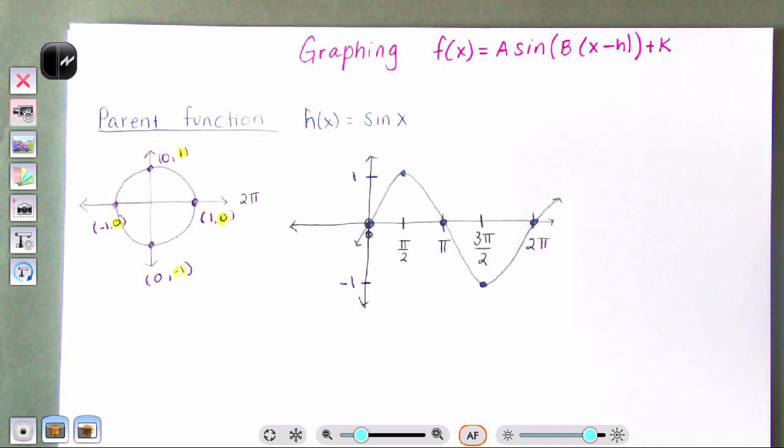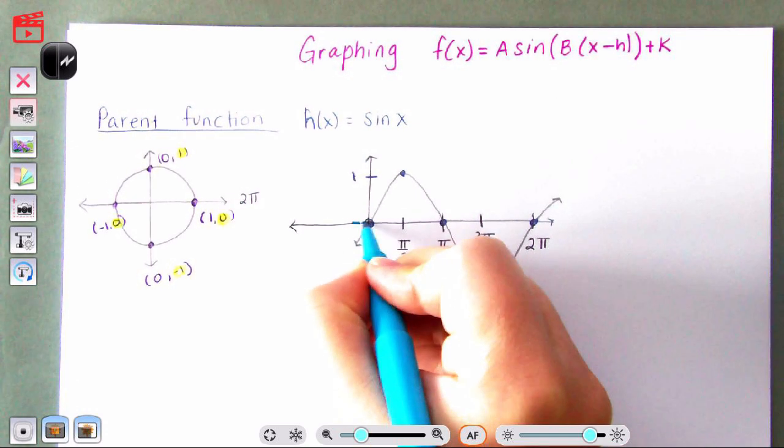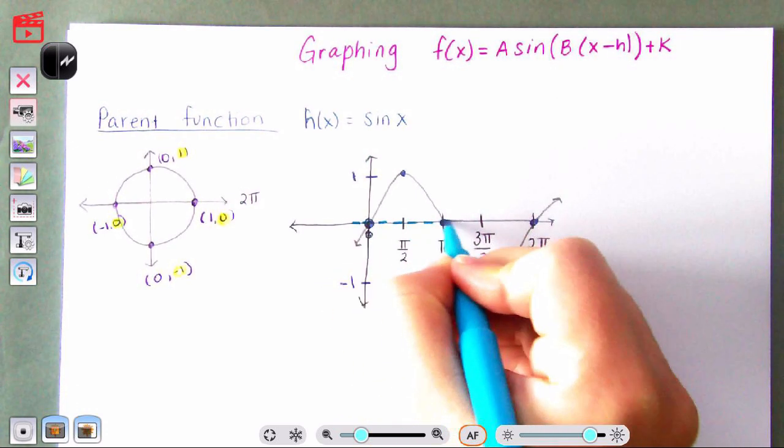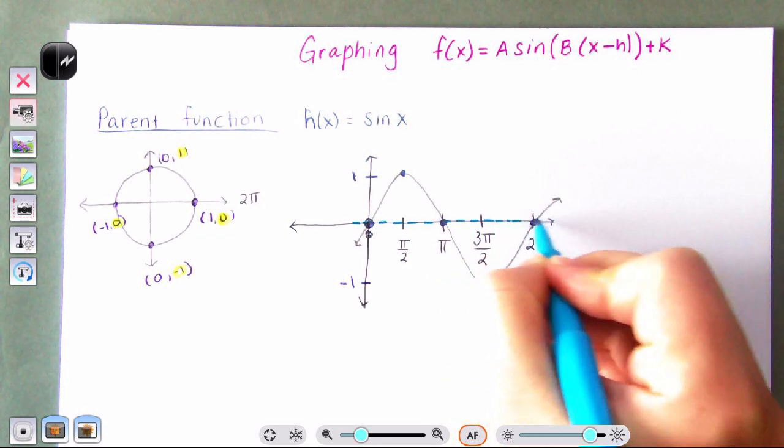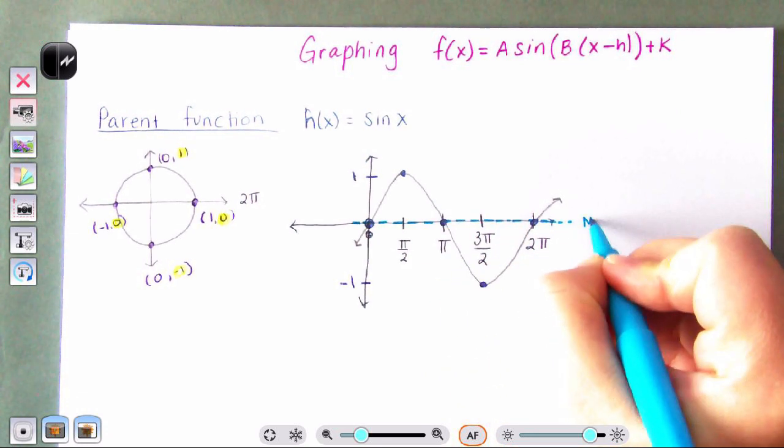Okay, things to know about the sine wave. There are certain things. This line right here, yes, it is the x-axis on the parent graph, but this is your midline.